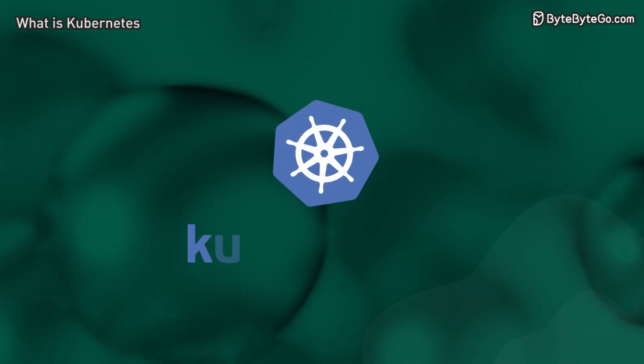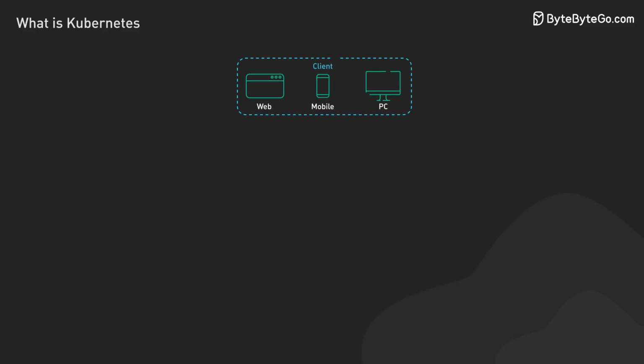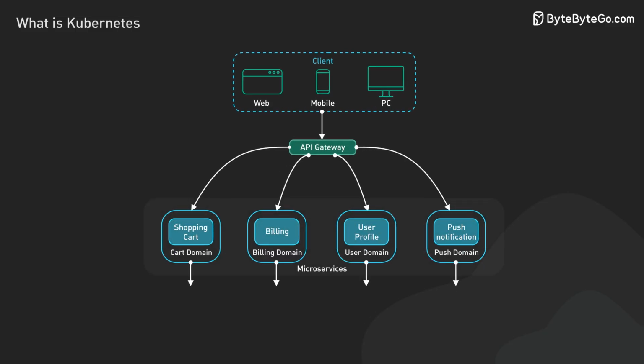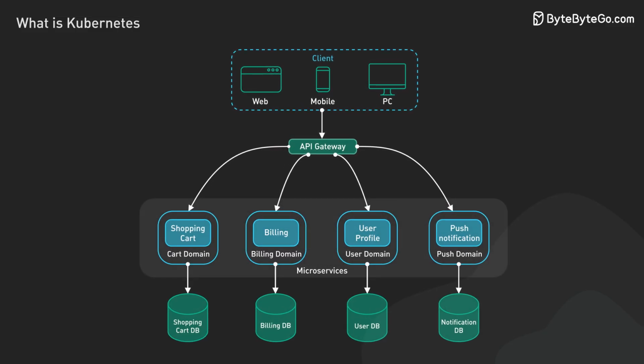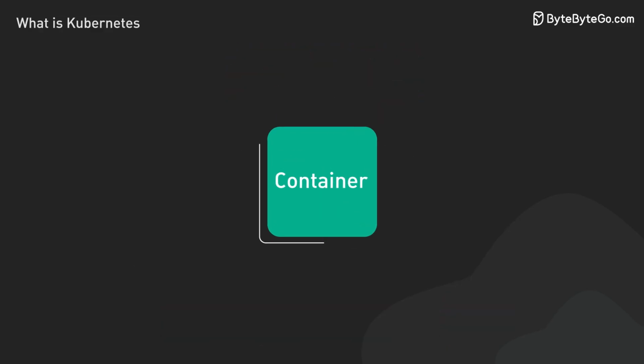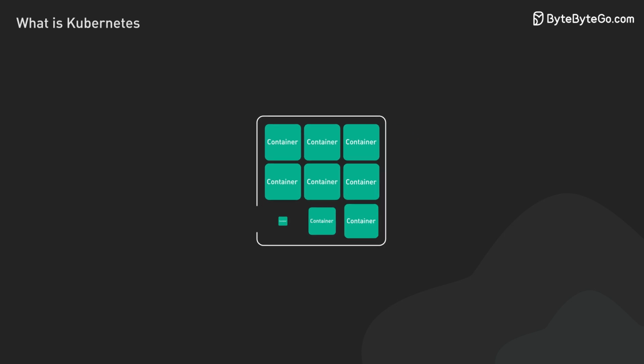Now, why has Kubernetes become so essential? Well, it all comes down to the rise of microservices architectures. As applications have grown more complex, developers have started breaking them down into smaller, independent services. These microservices are typically packaged in containers, which provide an ideal environment for running them.